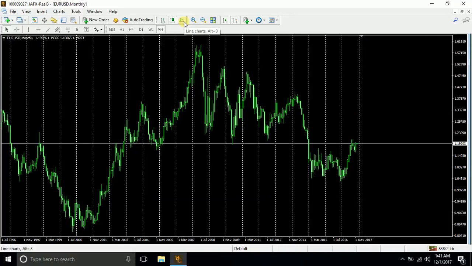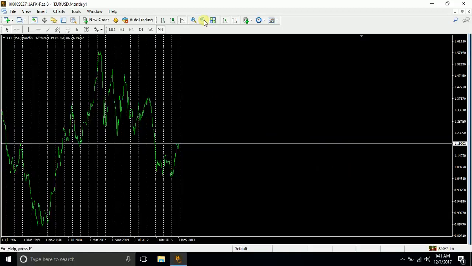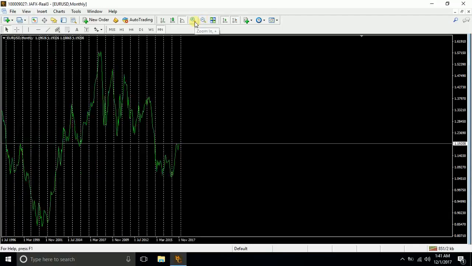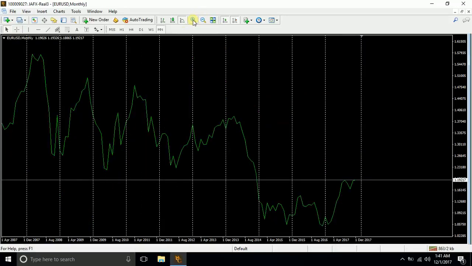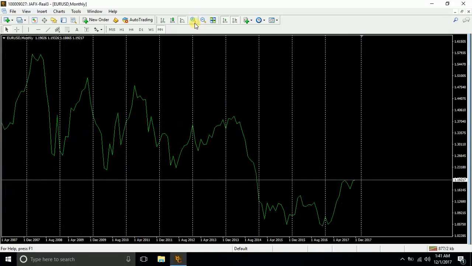Alright. Line chart. We're on the monthly time frame. Line chart. Sorry. Okay. Now I have zoomed all the way out. Cannot zoom out anymore. Okay. We're going to go in twice. Sorry. Go in 3 times. Zoom all the way out. Zoom in 1, 2, 3. Okay.